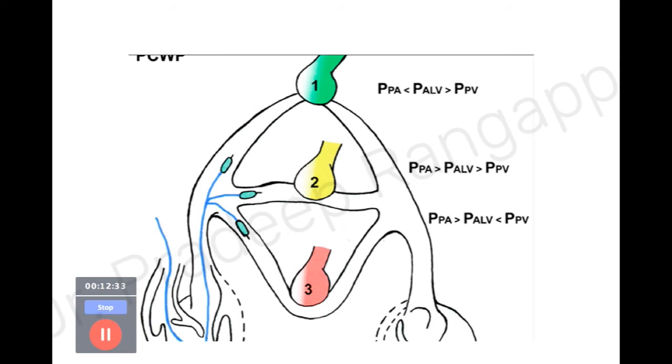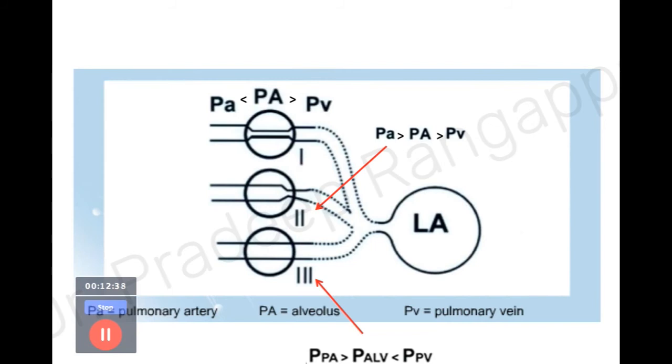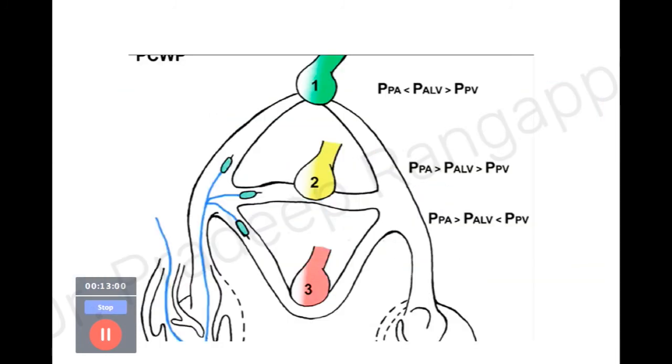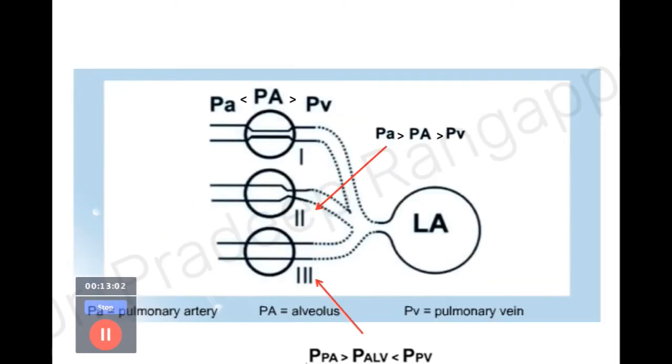The candidate should be able to understand this conceptually. Again the same thing: this is zone 1, and this is zone 2, which is what we discussed. I'm showing different diagrams. So your whole wedging should happen in zone 3, where pulmonary artery pressure, as I mentioned, is more than alveolar pressure, and alveolar pressure is less than venous pressure. Okay.